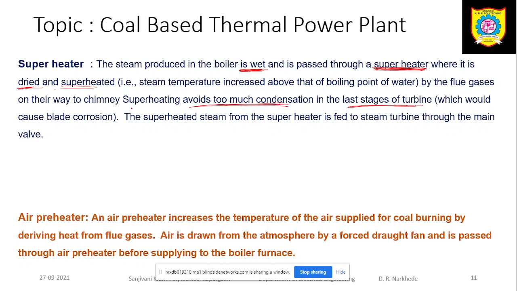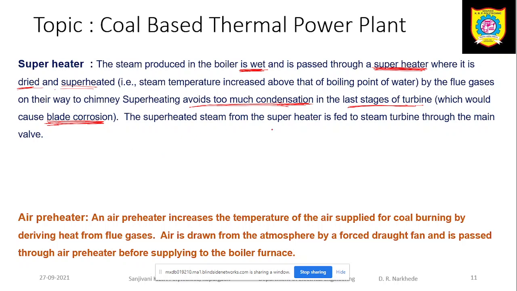So why is superheating required? Because when I do the superheating, it will avoid condensation. Condensation means that when the steam is cooled down, it converts into water droplets. If my steam is not superheated, then when it impacts the turbine blades, it will convert into moisture, into water droplets, and that will cause corrosion to the blades of my turbine, and the life of my turbine blades will reduce. So for that purpose, I have to increase the temperature of the steam so that it does not easily condense, which would cause blade corrosion.